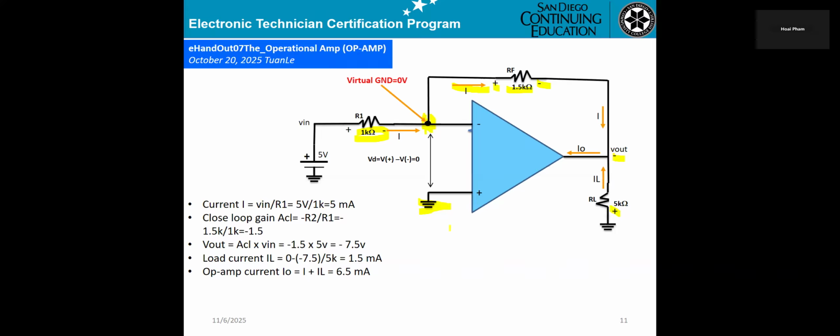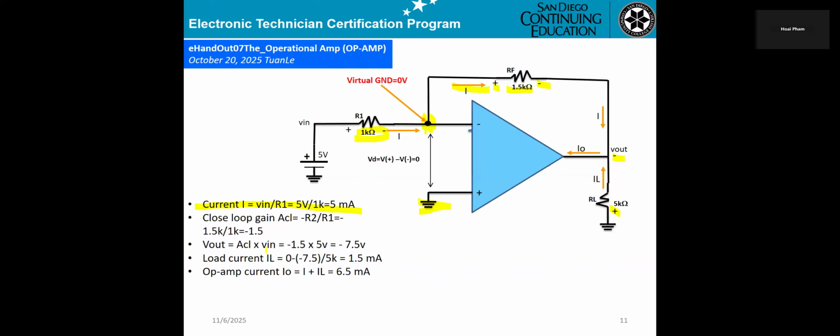And now, this is the calculation. Make sure you understand. First thing, you want to calculate the current I. I equals V in, 5 volts, divided by R1. So you get 1.5 milliamp.